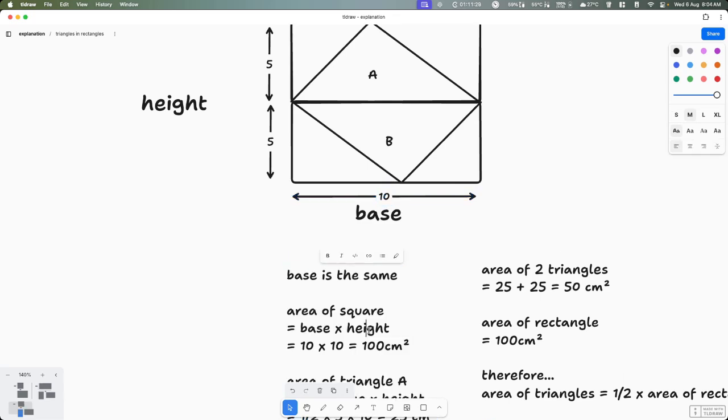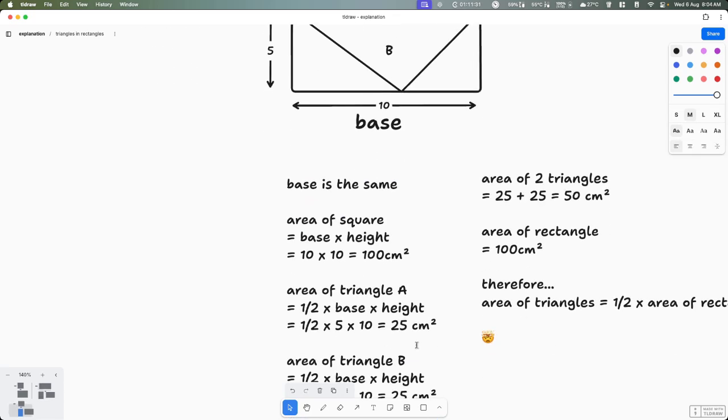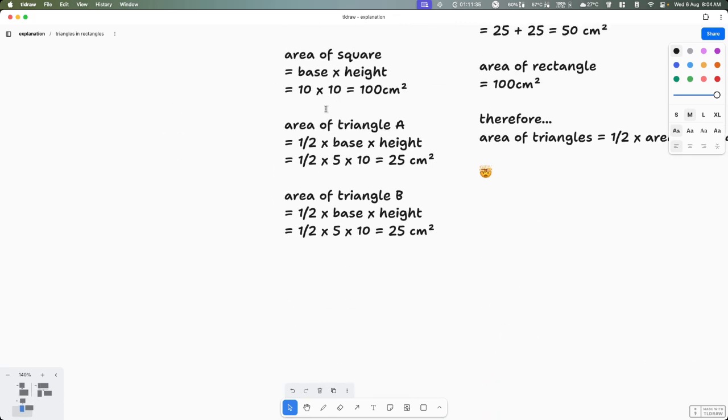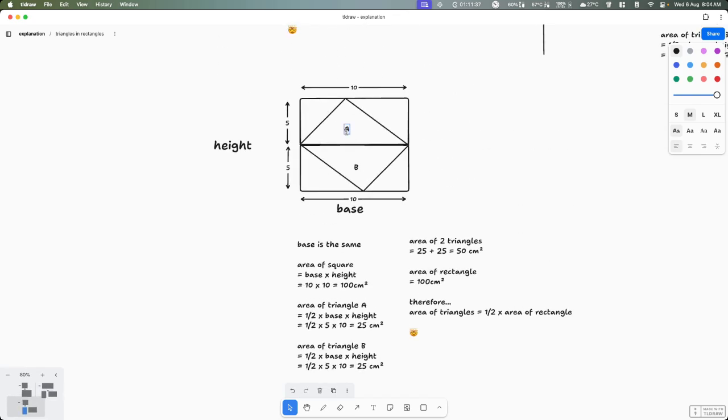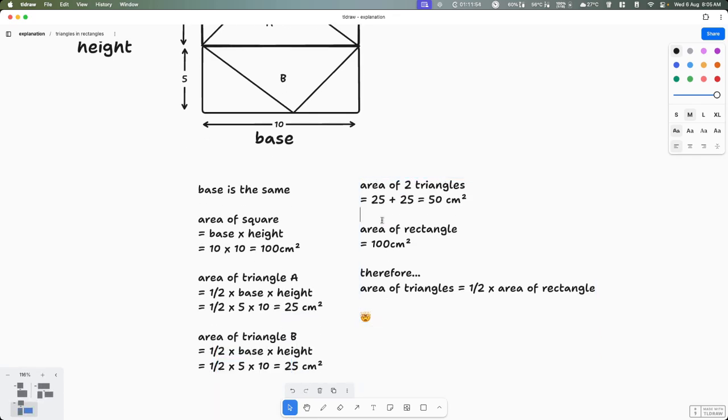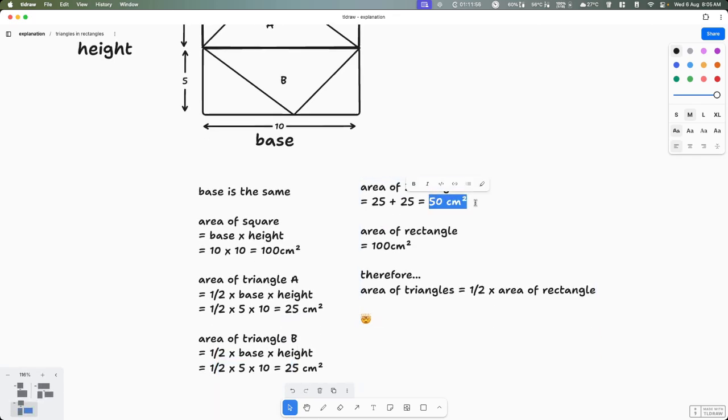So the area of the square, pretty straightforward, is just 10 times 10, which is 100 centimeters square. The area of triangle A is half times base times height, so it's basically 10 times 5, perpendicular, 25 centimeters square. What about B? Half times base times height, same also 25 centimeters square. So the area of the two triangles, you add them up, 25 plus 25, becomes 50 centimeters square.